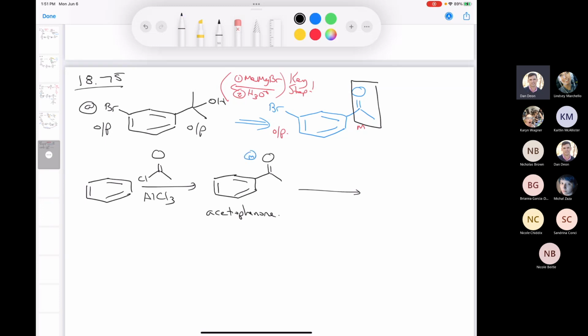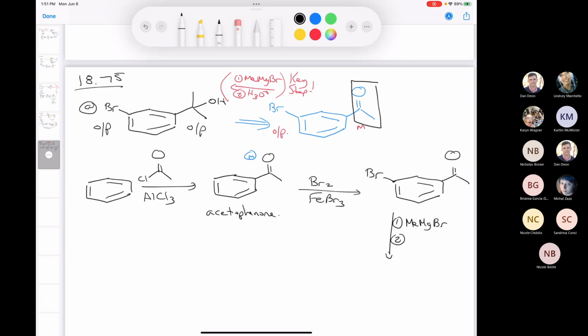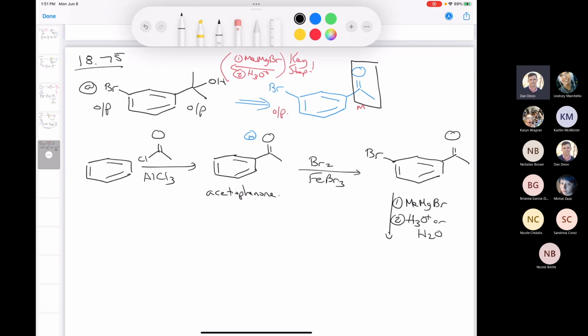And so now we can install that bromine, Br2 and FeBr3, in the meta position, like this. There we have it. And then the last couple of steps are just going to be some Grignard chemistry. One, methyl magnesium bromide or methyl Grignard. And the second step is treatment with some aqueous acid, or if you just want to write H2O, that's fine. That's how it was done in the old version of the textbook, and that would give you the product.